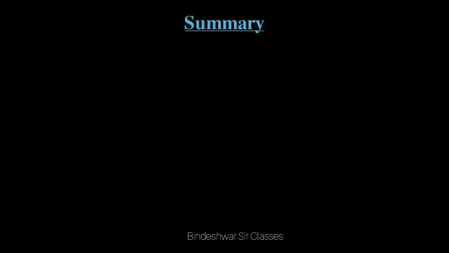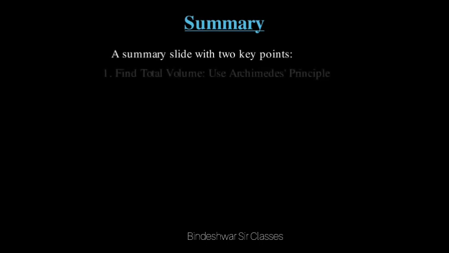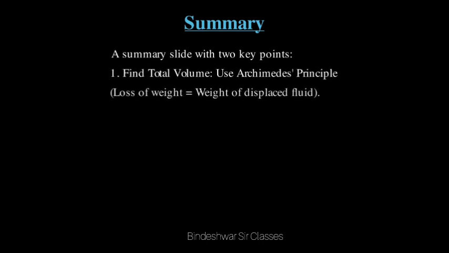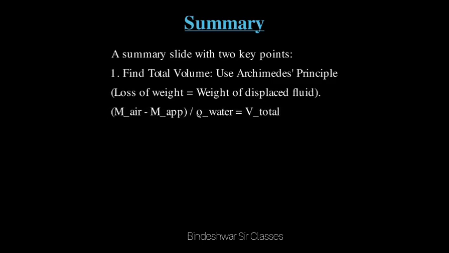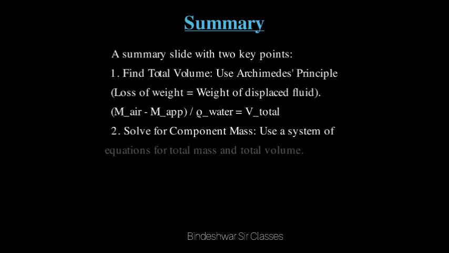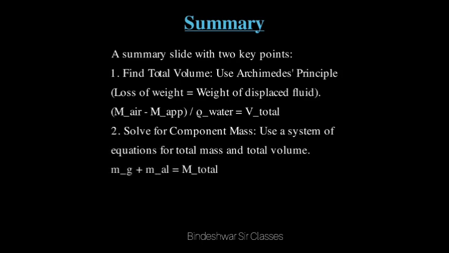To summarize, we solved this problem in two main steps. First, we used Archimedes' principle. We calculated the loss of mass of the alloy in water to find its total volume. Second, we set up two equations, one for the total mass and one for the total volume, both in terms of the mass of gold and the mass of aluminum. By solving these two equations simultaneously, we were able to isolate and find the mass of the gold in the alloy. I hope this explanation was clear.